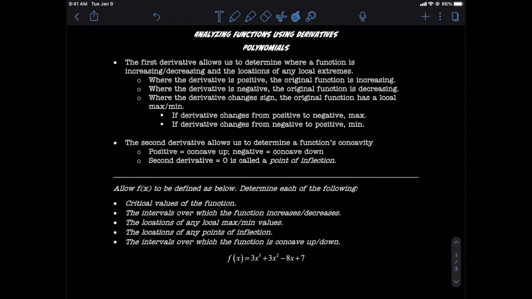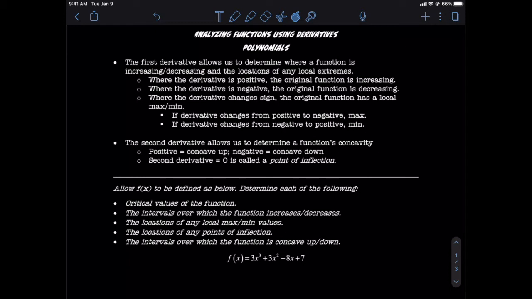If the derivative is positive, this means that the original function is increasing. If the derivative is negative, then we understand that the original function is decreasing. And if the derivative changes its sign, this means that we have some kind of local max or min. If we go from positive to negative, then the original function has a max, and if we go from negative to positive, then the original function has a min.